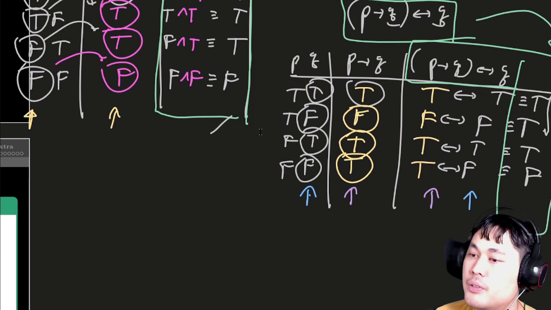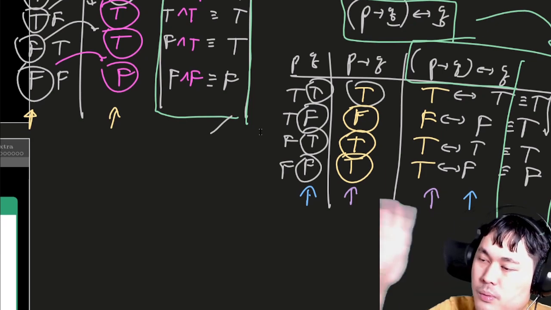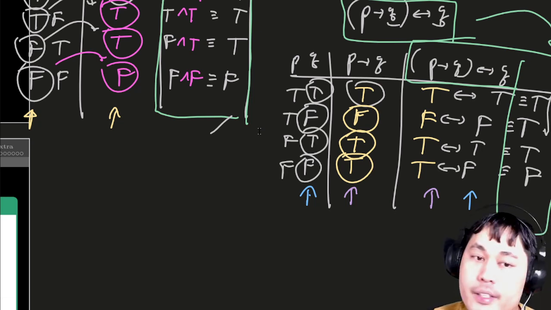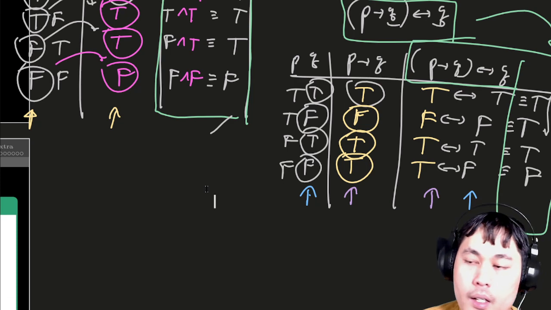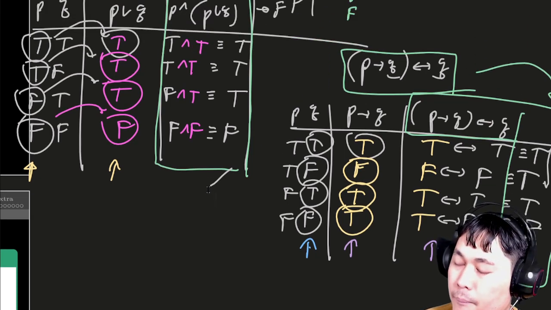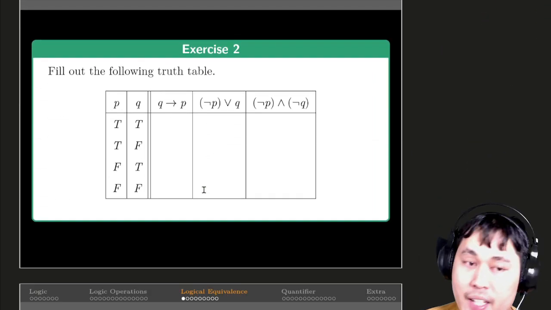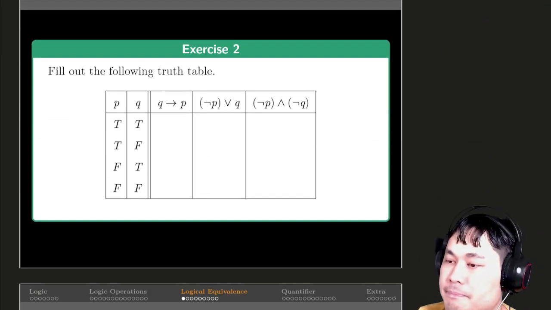And so that's how you create a new table from the values of other operations. So that's the end of the second section. And yeah, as usual, there is an exercise for you to do.